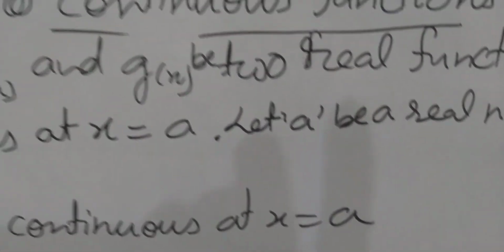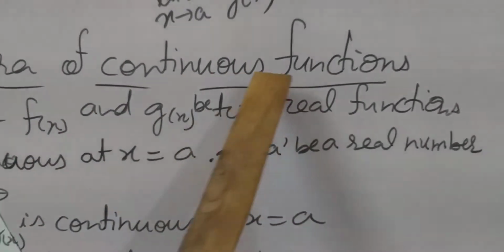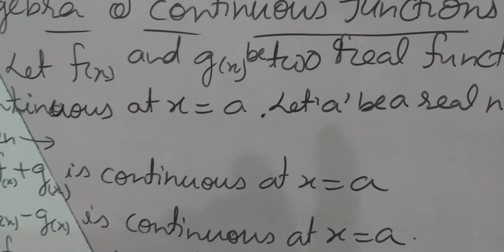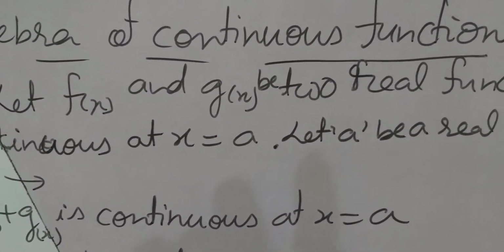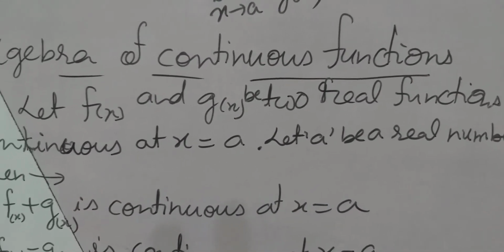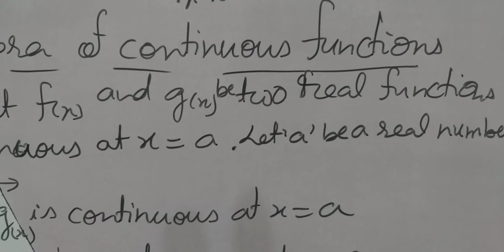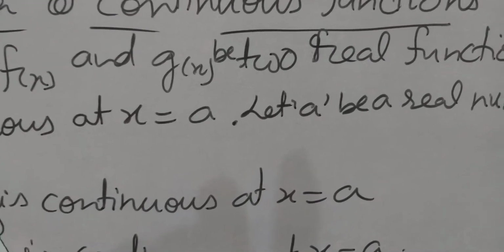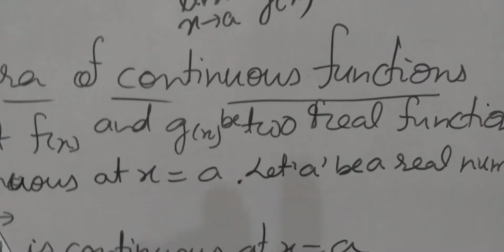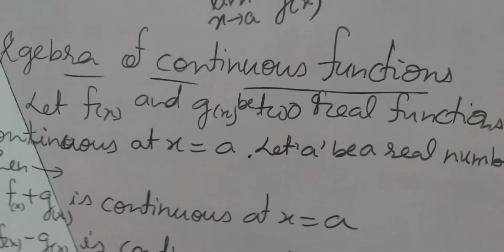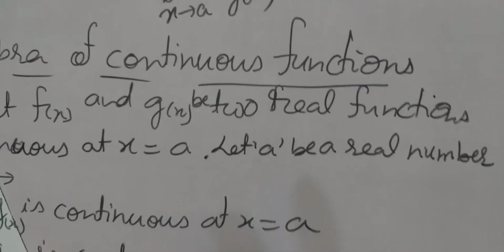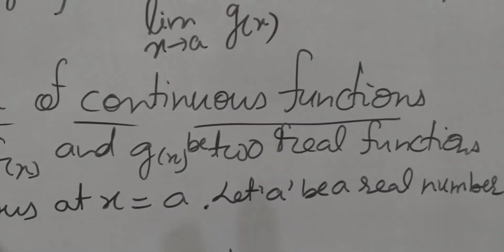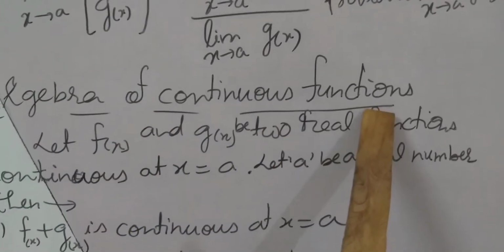Now, students, algebra of continuous functions. Yesterday I explained the continuous function. A function is continuous if left hand limit equals right hand limit equals the value of the function at the given value. Now, students, algebra of continuous functions.